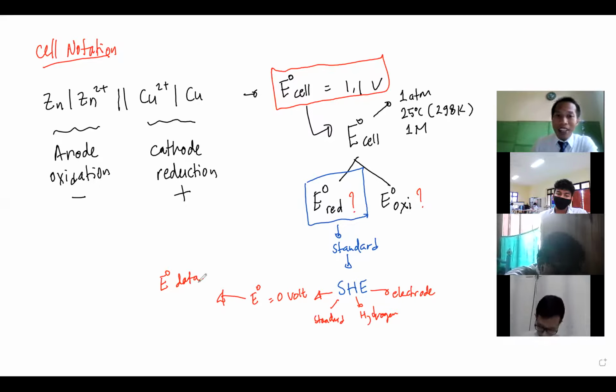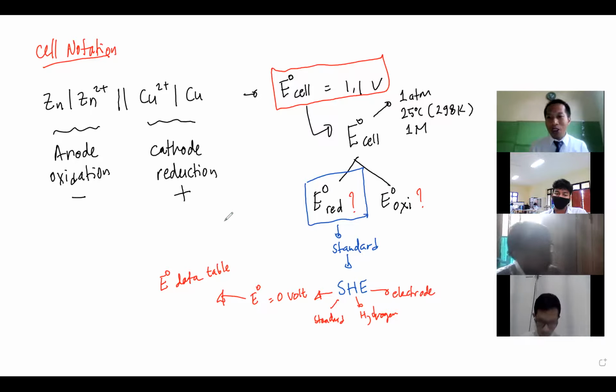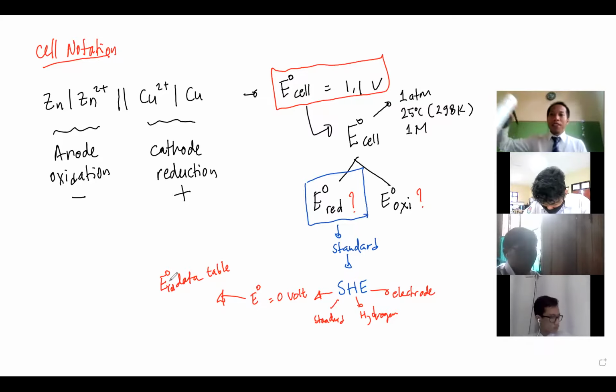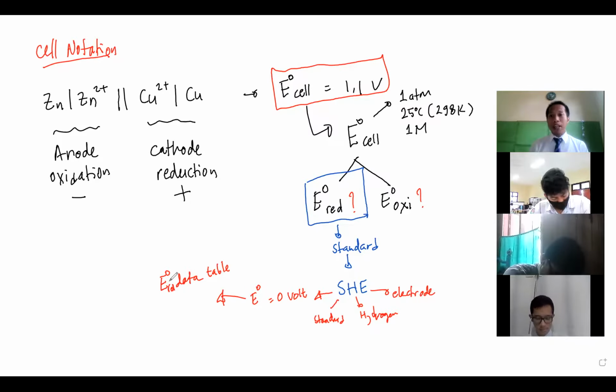And this E0 data is already given as a table in your book. So you don't have to find all the E0 reduction for all material, because the data is already given in the table in your book. It's like the periodic table, it's given data. When you open your book, page 51, there is a table there, table 2.4, that shows you the E0 value for each material.